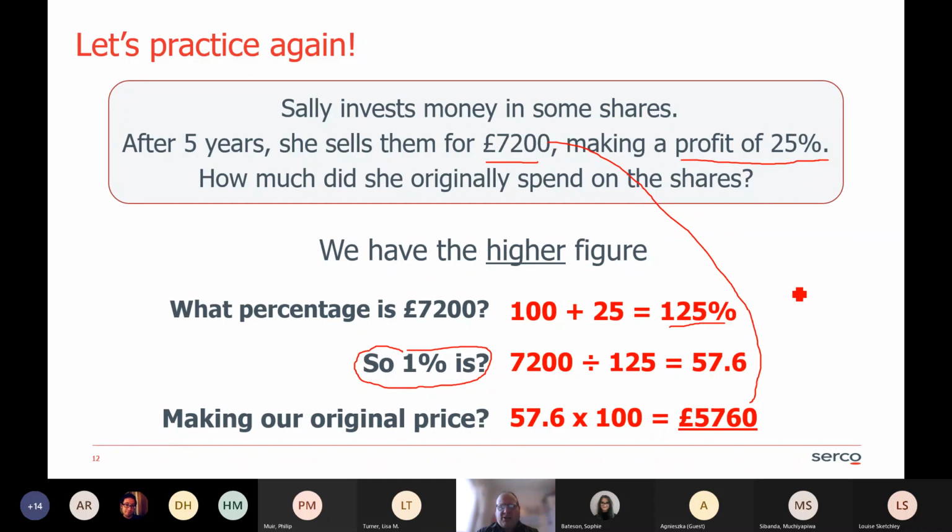So we can do a sense check. Just say, does our figure make sense? If we'd worked out our original price was £3.50, then obviously that's going to be wrong. If we worked out our original price was 27,000, again, that would obviously be wrong. But we can look at that and go, that's about right.